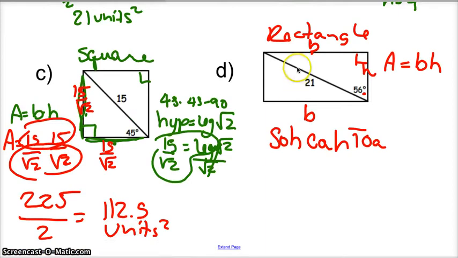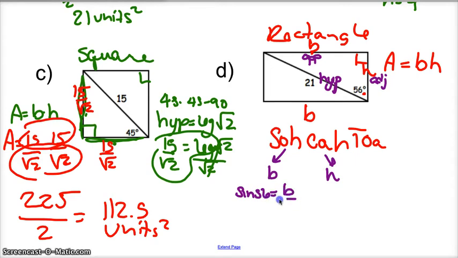So use 56 as your reference angle. The B is opposite the 56, the H is adjacent to the 56, and the 21 is the hypotenuse. So we are going to use sine to find B and cosine to find H. Looking at B, the sine of 56 is equal to B, which is opposite, over 21, which is hypotenuse. For finding the length of the height, which is the adjacent leg, the cosine of 56 is equal to the height over 21, adjacent over hypotenuse.